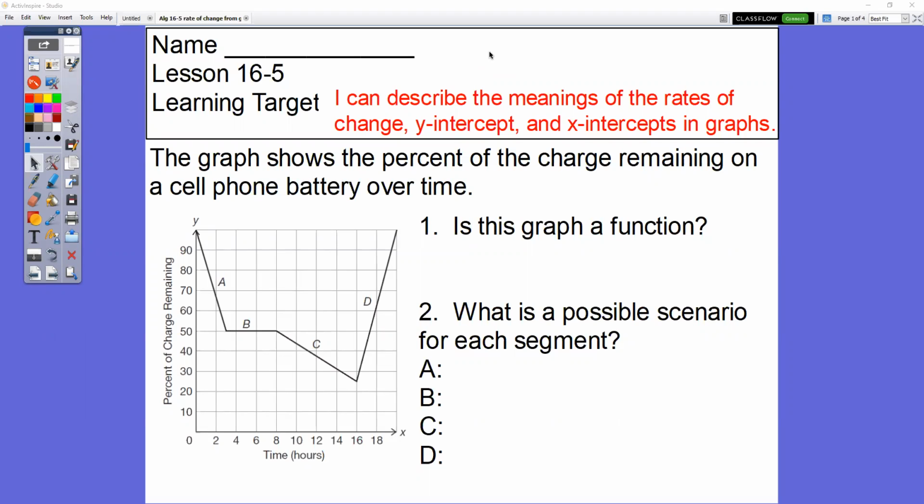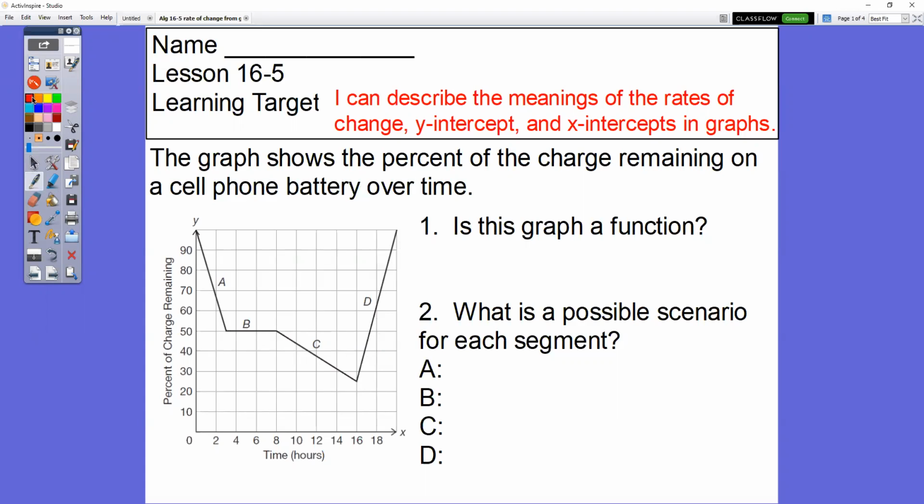So when we take a look at this first one, we're going to be looking at this graph for all of the examples today. The graph shows the percent of charge remaining on a cell phone battery over time. You'll notice that the charge of the battery goes down and then goes straight across and then it goes down again and then it goes back up. So first of all, is this graph a function?